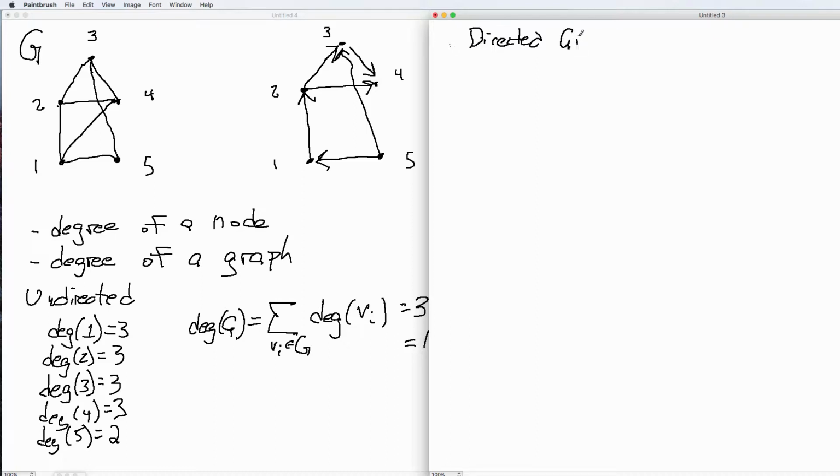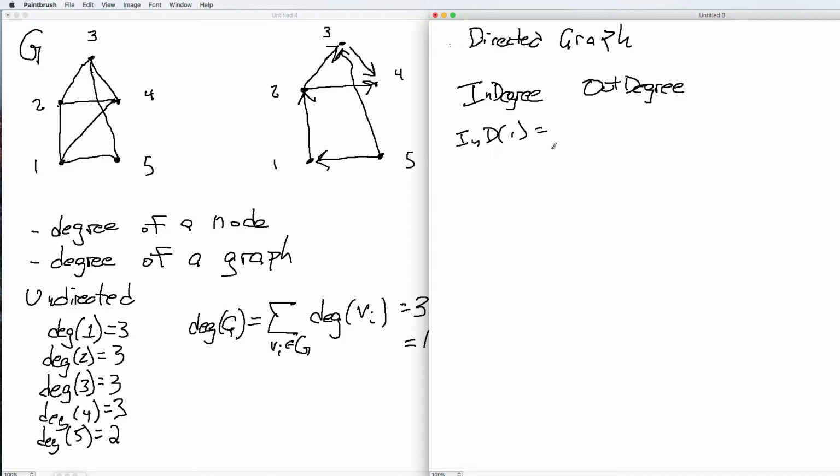The directed graph, the notion gets just a little bit more complicated. When we look at a particular node, we can ask the question, how many edges are coming in, how many edges are going out? So for example, in this example here, we can talk about what we call the in degree. And then we can also talk about what's called the out degree.